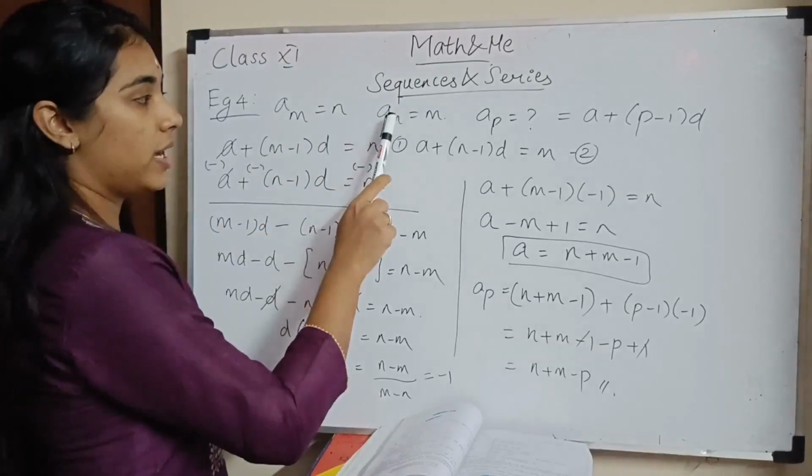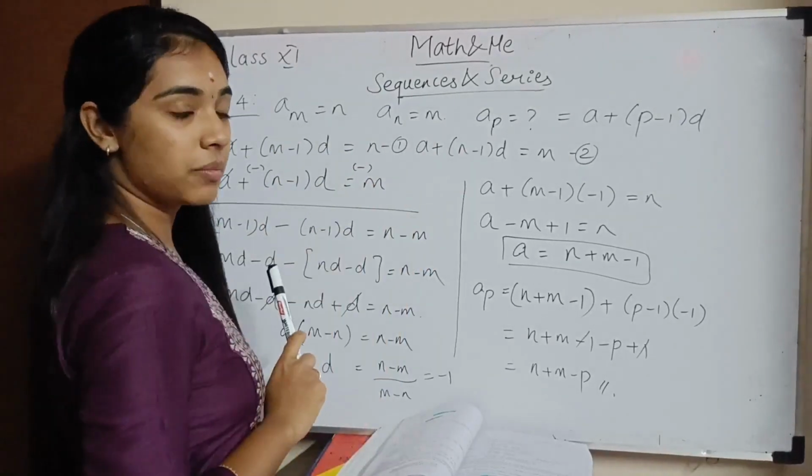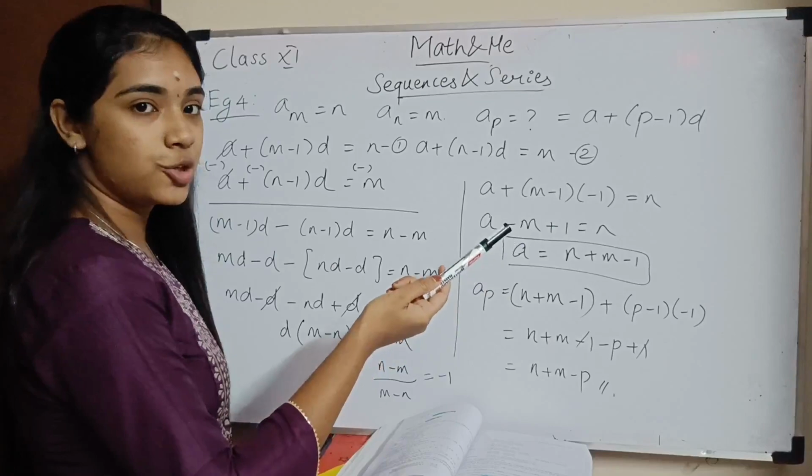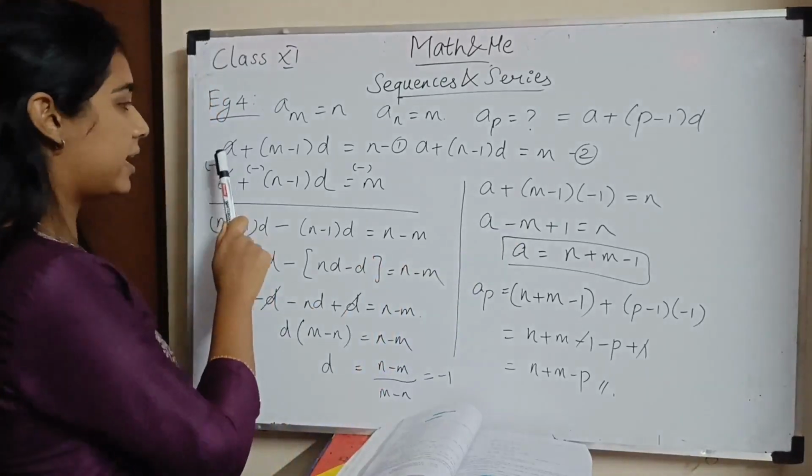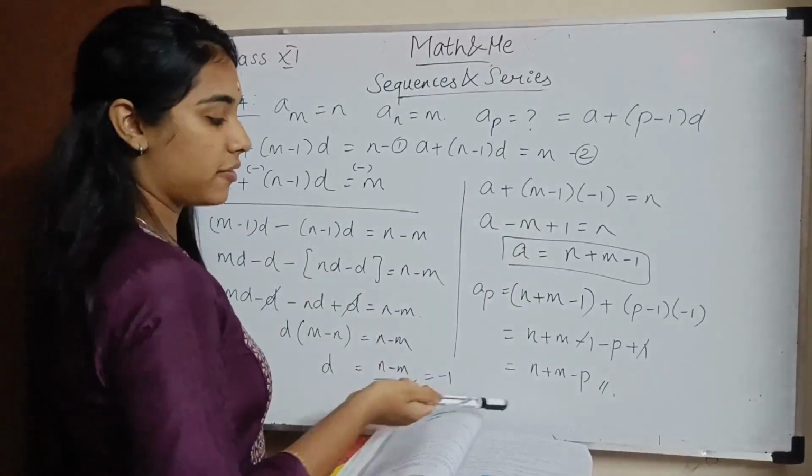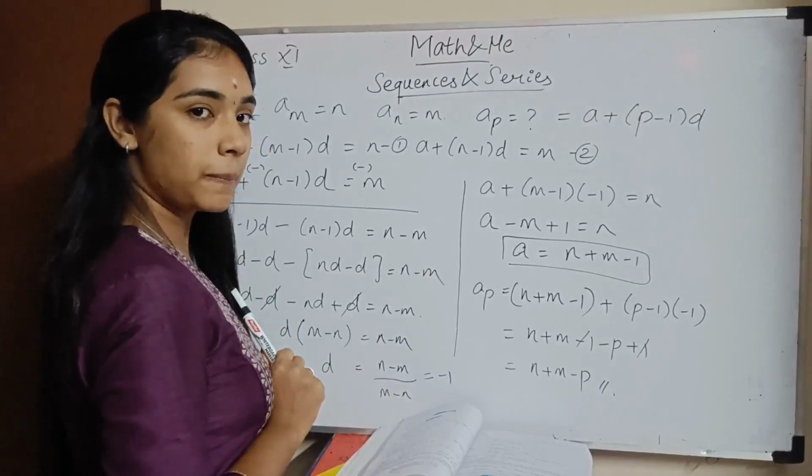The mth term is n, the nth term is m, and you have to find the pth term. Then the variables a and d should not be there. You should try to remove a and d. So that's why we are solving for a and d, and our final answer is in terms of n, p and m. Okay.